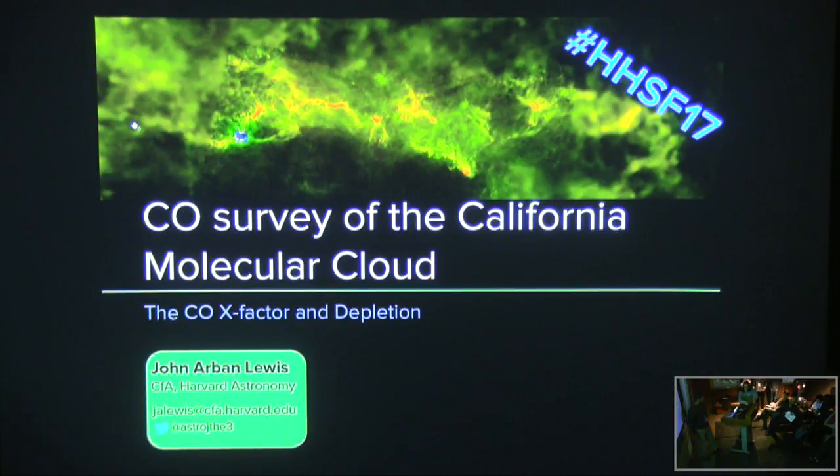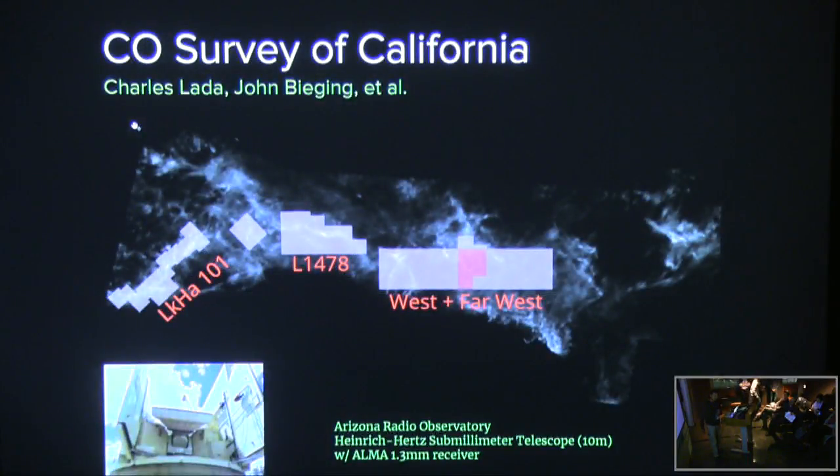Hi, so I'm John. I'm a graduate student working with Charlie Latta here, studying the California molecular cloud in CO and with Herschel. Charlie and his collaborators completed a survey in 12CO, 13CO, and C18O of the California molecular cloud a few years ago, targeting primarily what they saw as the densest gas above AV of 3 in the nicest extinction and near-infrared extinction maps.